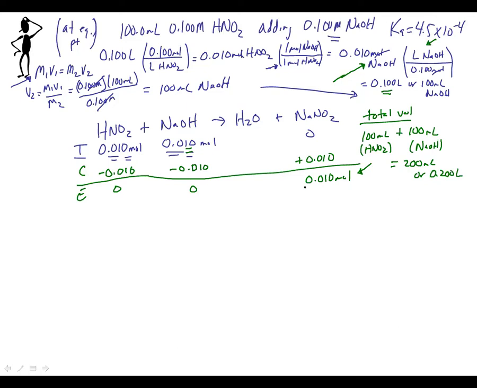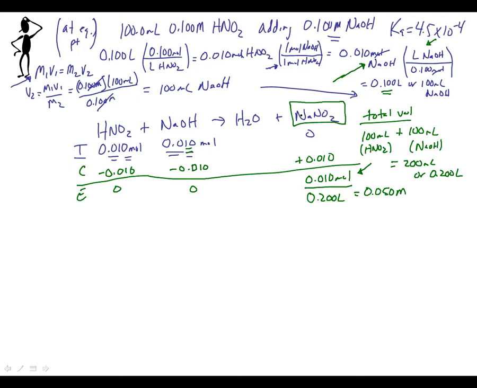So we would divide this by 0.2 liters, which is our total volume, and we would end up with 0.05 molar of our sodium nitrite, which is left over. Any questions on that so far?